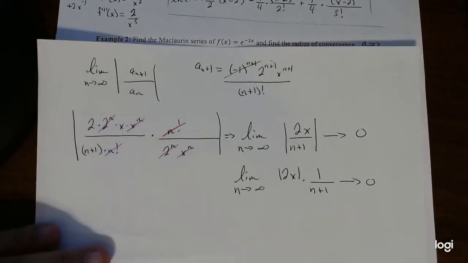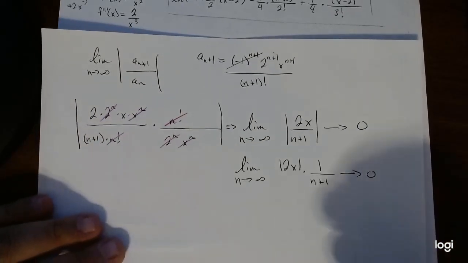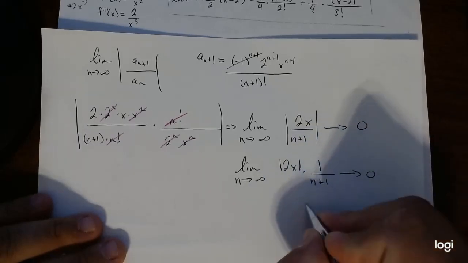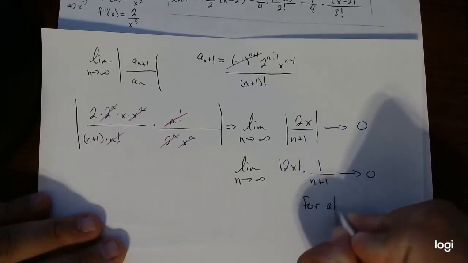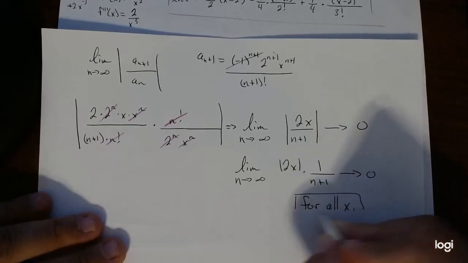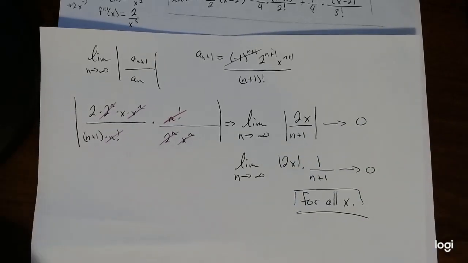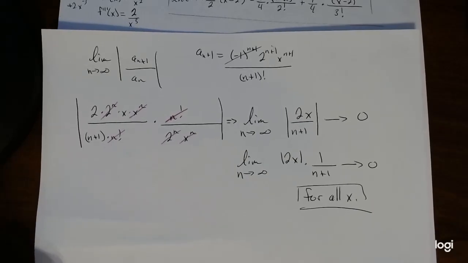So remember those cases. In this case, the radius of convergence is for all x. So for all x, this works. So there is no finite radius of convergence. Any x value will make this series converge. Okay. So fun little fact there.